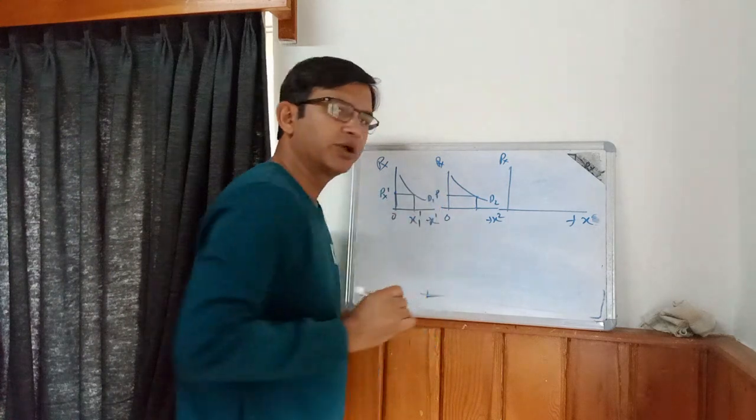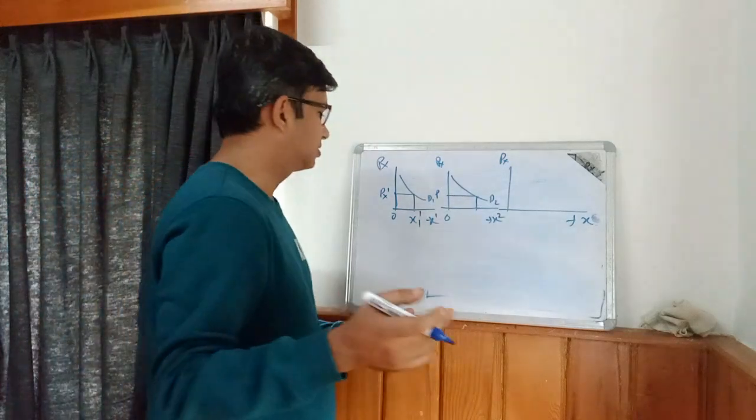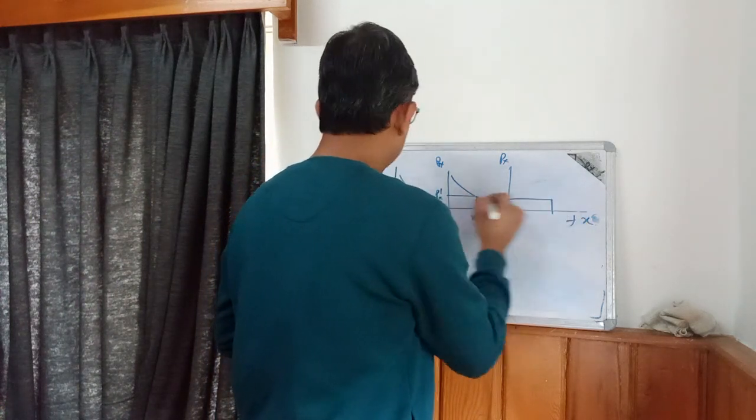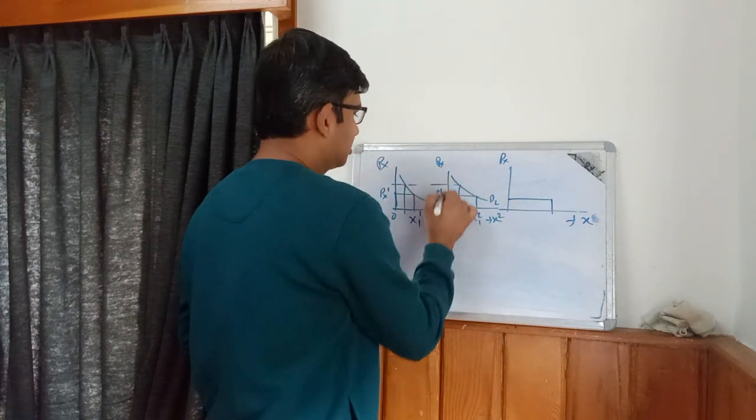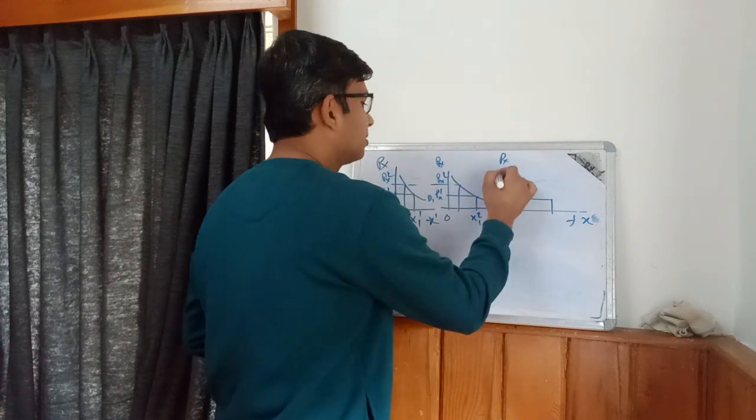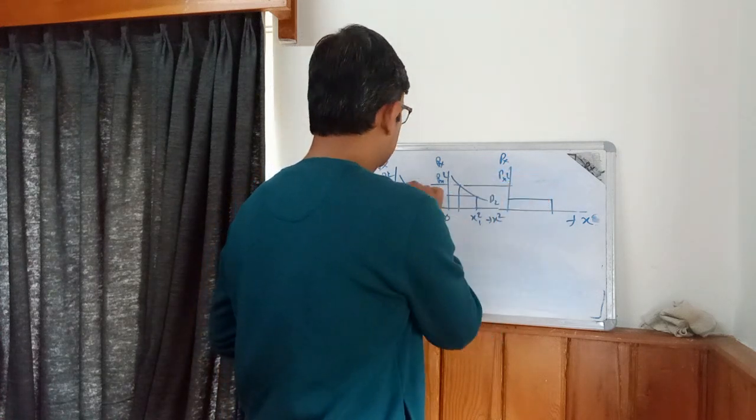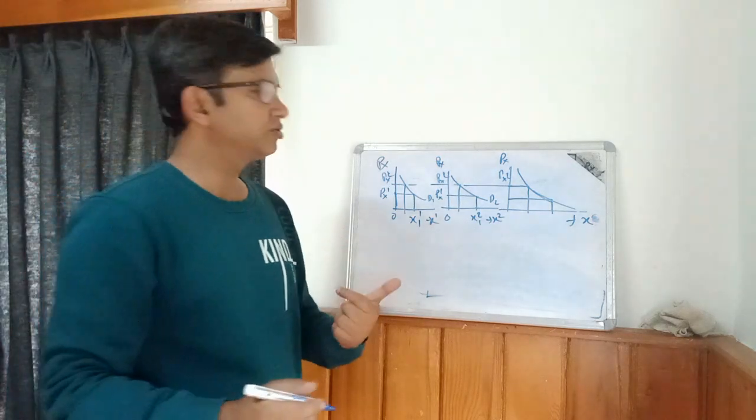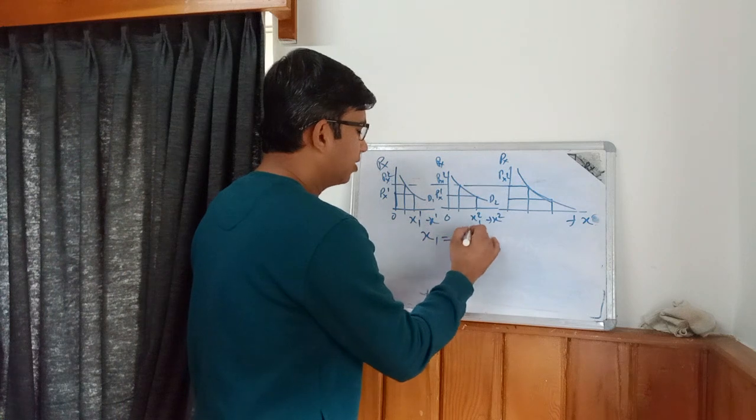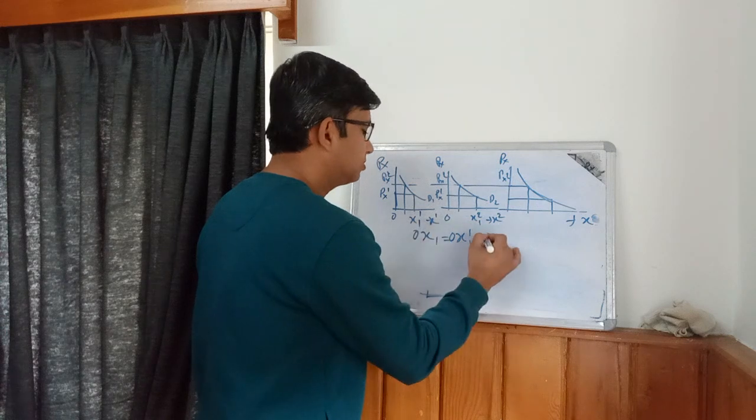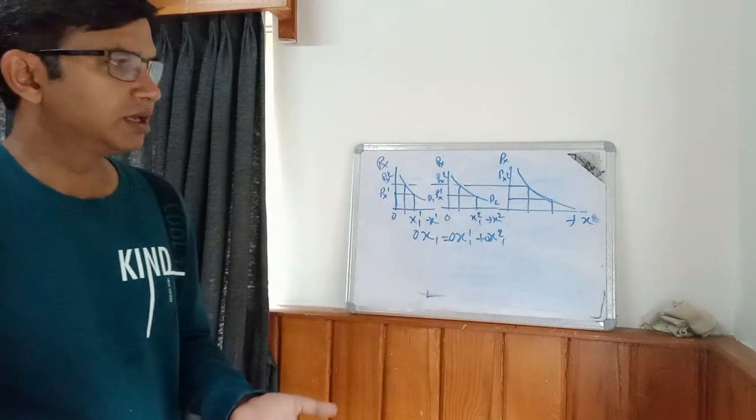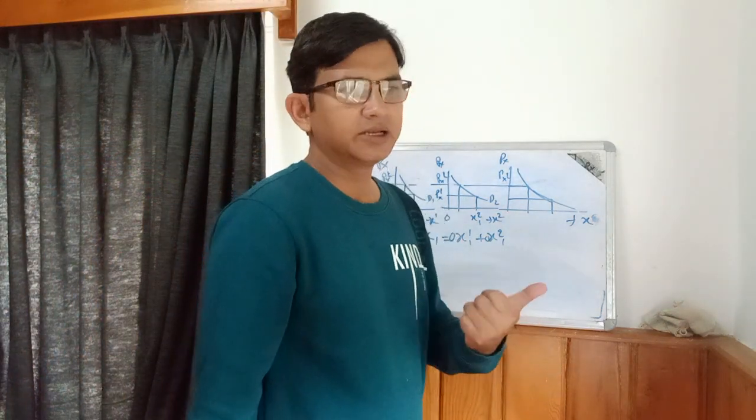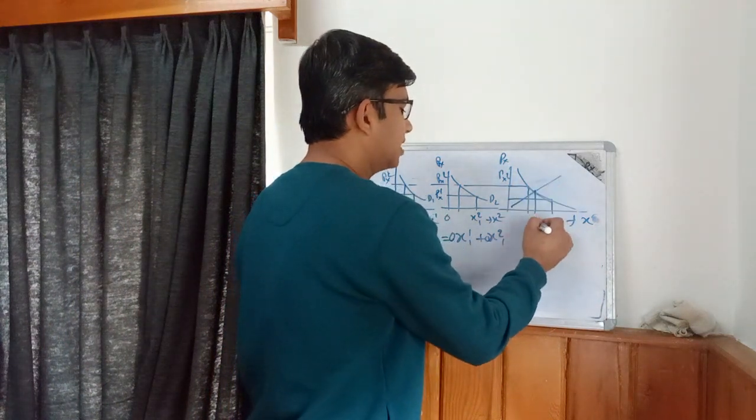market demand curve. I am not going into the details of this part because there are many videos regarding this. This is the way of lateral summation. I am not explaining it in detail. But what we want to say here is that at any price, X equals X1 plus X2, and finally the equilibrium will be determined by the intersection of demand and supply, and the equilibrium is OXC.